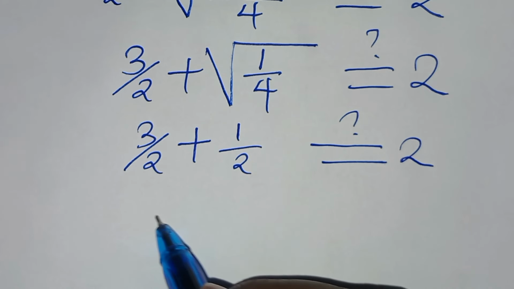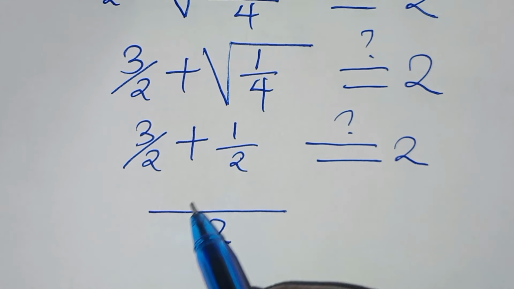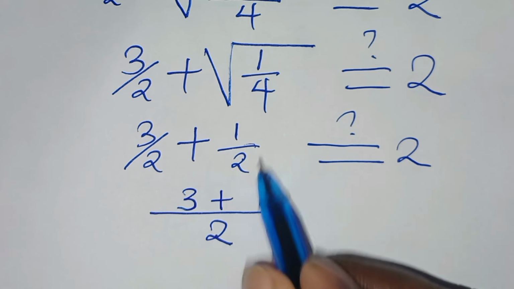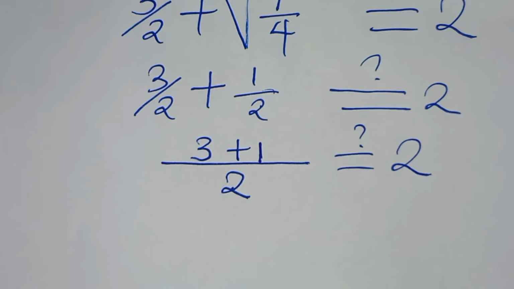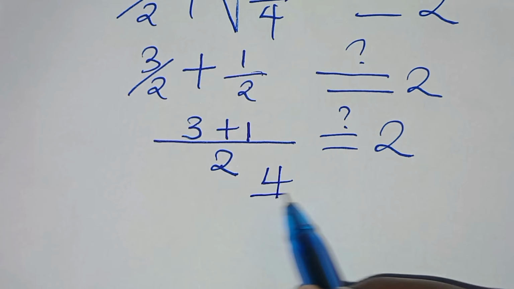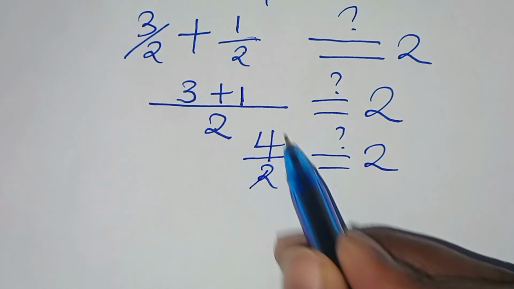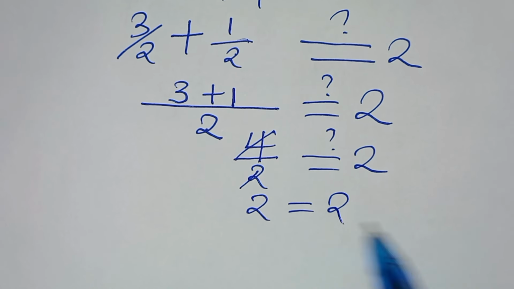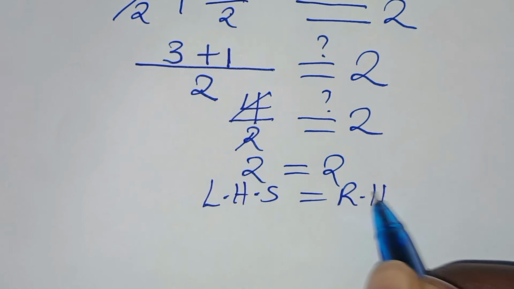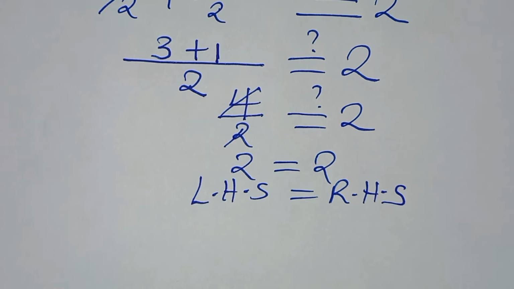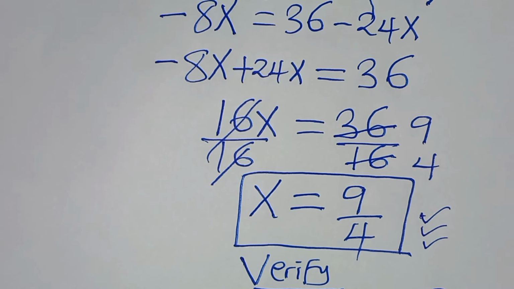So you find that the LCM here is 2. So 2 divided by 2 is 1 times 3. This is 3. Then plus 2 divided by 2 is 1 times 1. This is 1. This should give us a value of 2. So 3 plus 1 is 4 over 2. This should be equal to 2. 4 divided by 2 is 2, and this is equal to 2. So the left hand side is equal to the right hand side. And this proves that the value of x, which is 9 over 4, satisfies the equation.